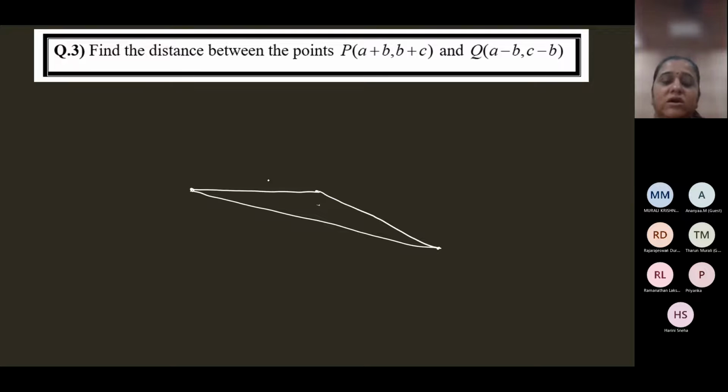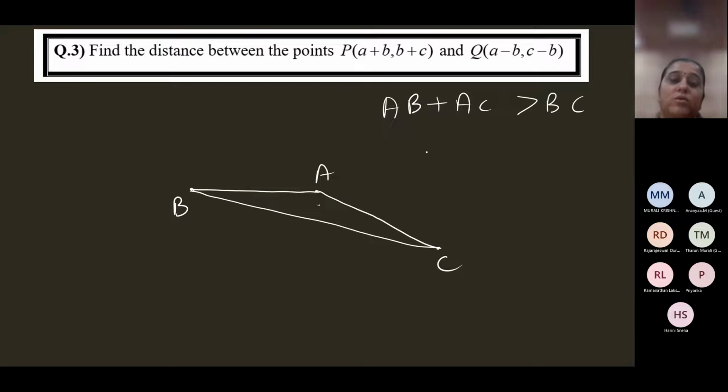Now we know that, in a triangle, if I call this triangle ABC, the sum of any two sides is always greater than the third side. So AB plus AC will always be greater than BC. It will not be equal to. If it is equal, the points are collinear. If it's greater than, a triangle is formed.